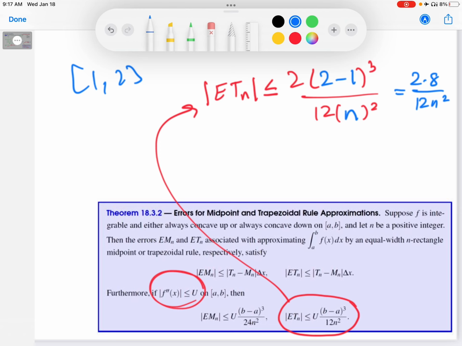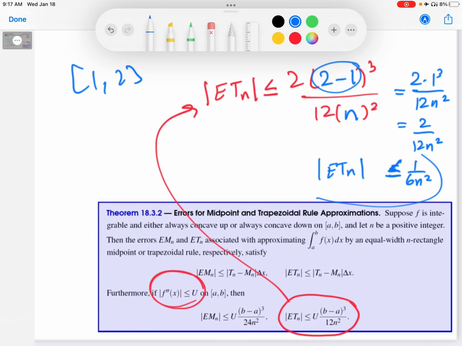So now if we calculate this here, we got 2 times 2 cubed, that's 8, divided by 12n squared. Or actually, oops, small mistake there. 2 minus 1 is 1, so this is 2 times 1 cubed. So that's 2 over 12n squared. So that's 1 over 6n squared. Okay, great. So now at this point, we know what the maximum error is going to be, less than or equal to this, no matter what n is.